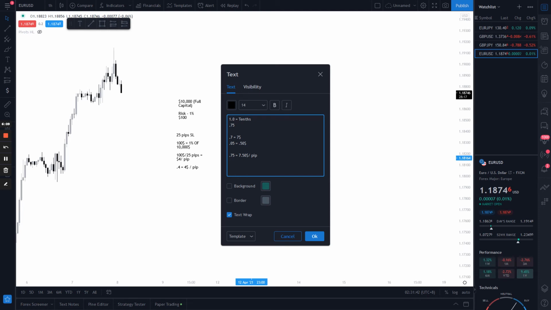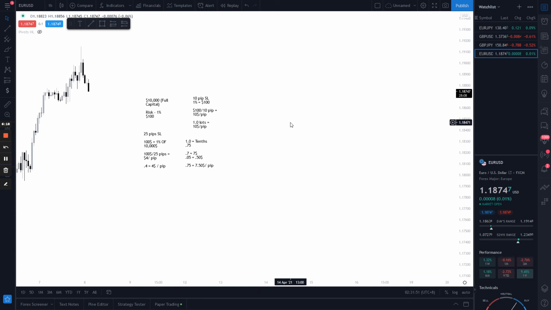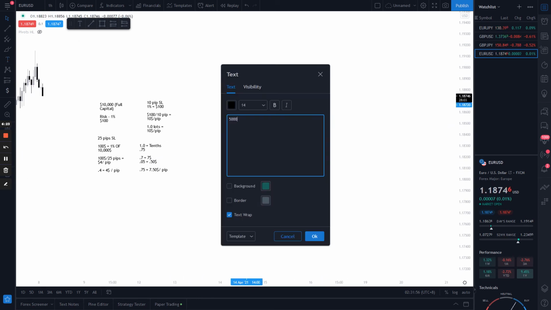So this is how you calculate your lot sizes depending on the risk amount that you're taking. This is in consideration of a 1% risk on a $10,000 account. Now let's say you have a $5,000 account, and that is your full capital. You only want to risk 1%, so you're only risking $50 every single trade. Now let's go for a 10 pip stop loss.